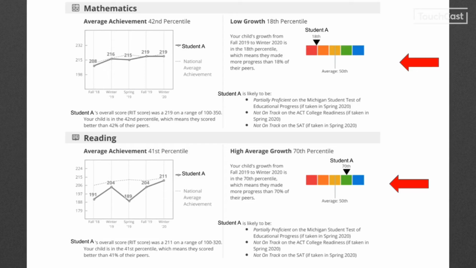The growth section shows that student A is at the 18th percentile for growth in math, which means they grew as much or more than 18% of similar students from across the country. Student A is in the low growth mark in math. However, student A is at the 70th percentile for growth in reading. This is high average growth. Awesome.